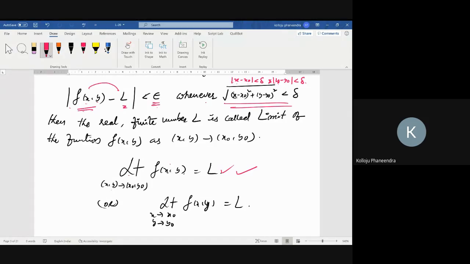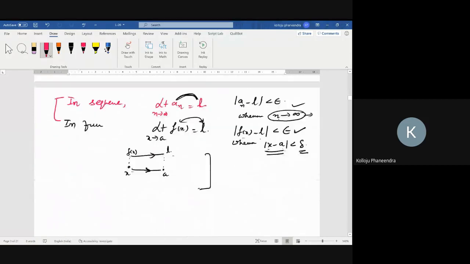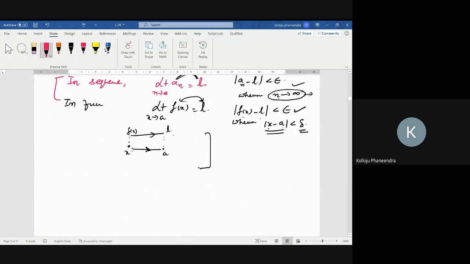Okay, and the next one, when a deleted neighborhood is there. What is meant by deleted neighborhood? I will write this one. Is it necessary? Let me tell. Okay, no problem.